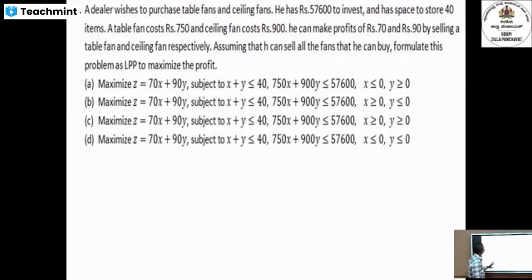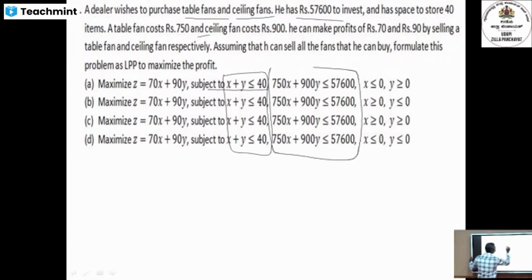Now this question, you don't worry about the fans, you can formulate this problem as an LPP, the maximum profit. Read the problem. You can see that in all these problems, subject to one condition, he is selling what? He is selling table fans and ceiling fans. This is x plus y, 40 pieces he is selling, and this is the investment he can make. These are the non-negative conditions, because he can't sell negative fans. Either he has to sell one fan or zero fans.